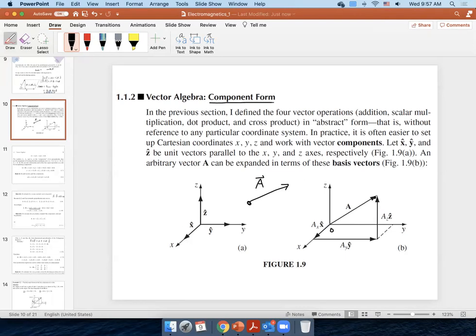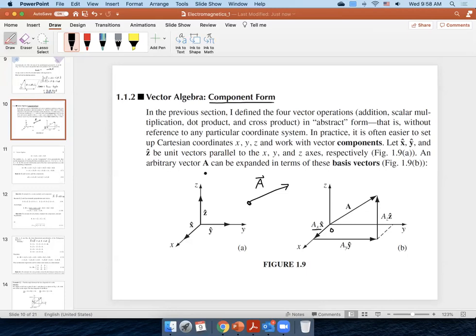And then you can project your vector A into the x direction, y direction, and z direction, and you will have ax in the x direction, ay in the y direction, az in the z direction. Here, x hat means x direction. It's called the unit vector, which means the magnitude of this vector is 1, but the direction is in the x direction. The same thing for the y and z unit vectors. So these are the vector components.